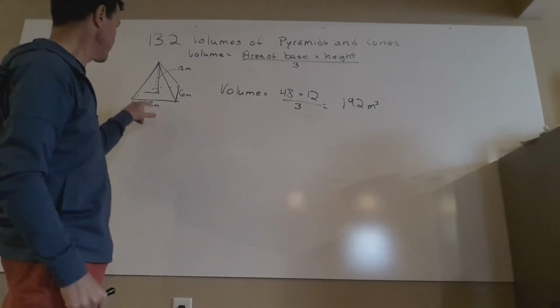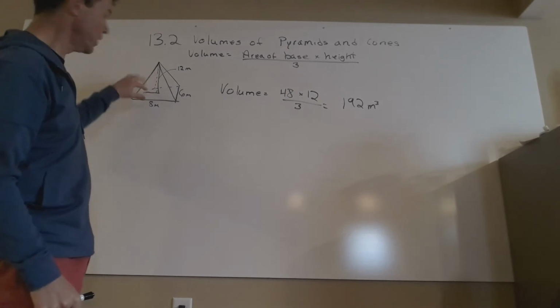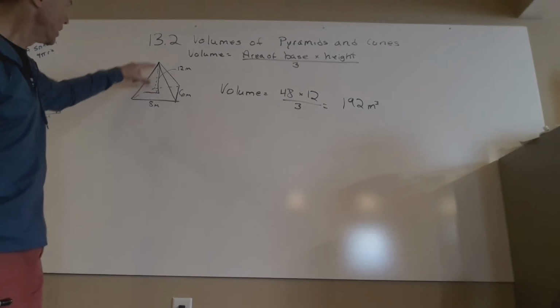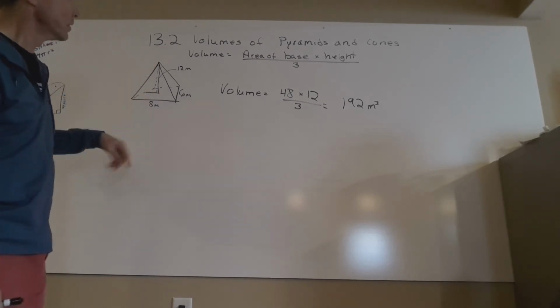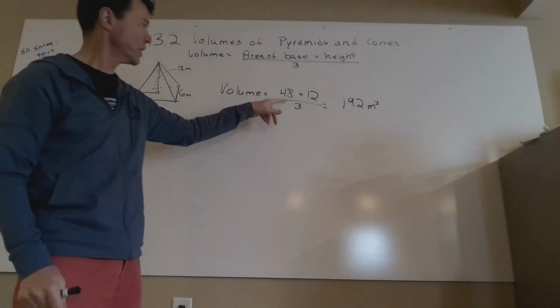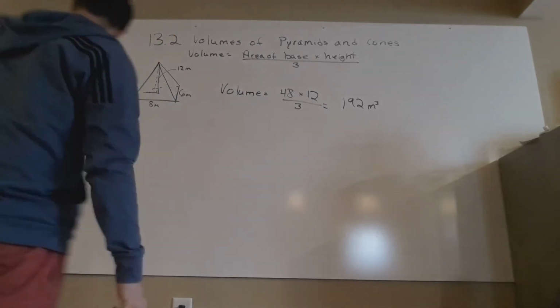So just remember, area of the base, 8 times 6, that's where I got my 48. The height is 12. It's not the slant height. It needs to be the actual height from the vertex to a line that's perpendicular to the base, which is 12 in this situation. And 48 times 12 divided by 3, we end up with 192.